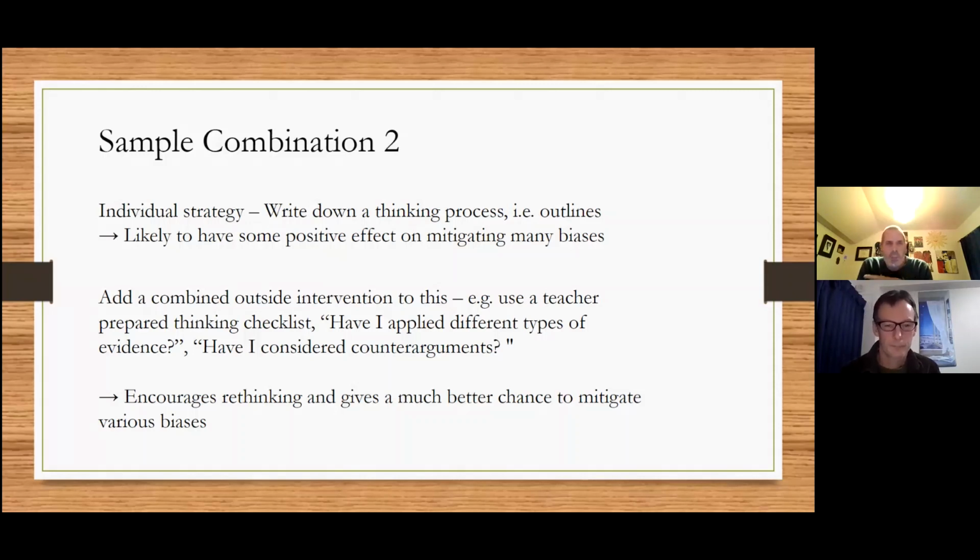Again, you can use a teacher-prepared thinking checklist, having questions embedded in an e-portfolio or some kind of writing template. Have I applied different types of evidence? Have I considered counter arguments? You can also ask questions about their metacognition throughout the process. So again, this also is not going to eliminate the biases, but definitely will hinder them from being realized.